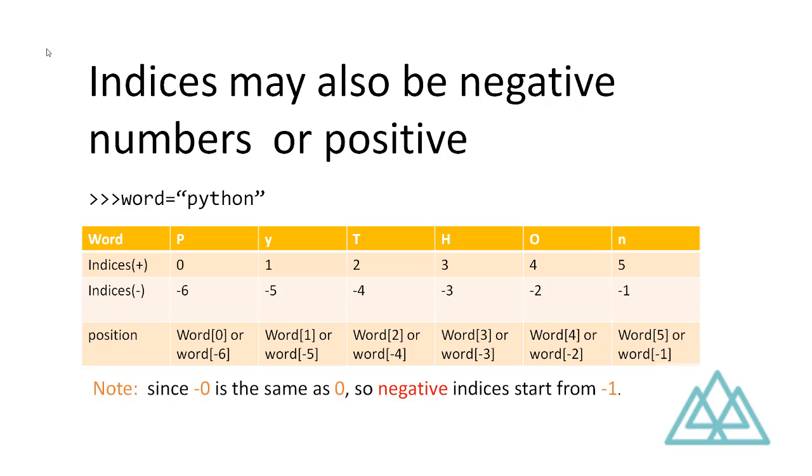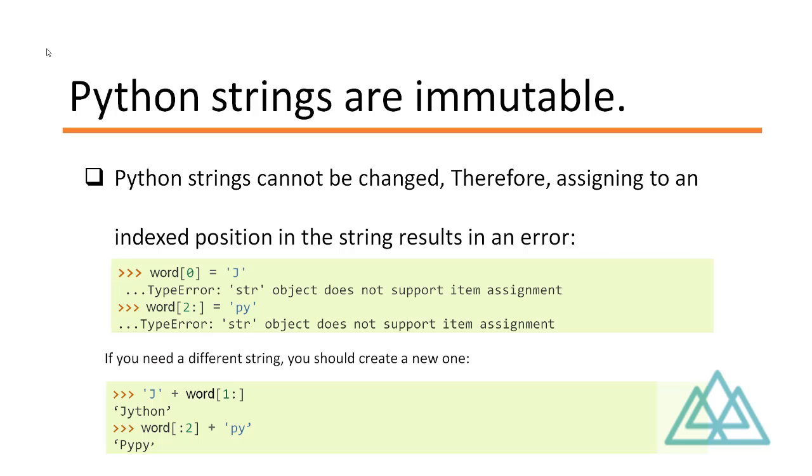Another important concept in Python is that Python strings are immutable. Immutable means you can't change the string value. Like word has the string Python, and if you change the string at any character or any position, this will show errors. But it's okay if you do concatenation like j plus word 1. But if you are going to change the place of p by replacing it with the character j, this will display an error.